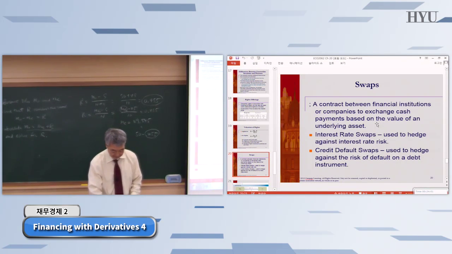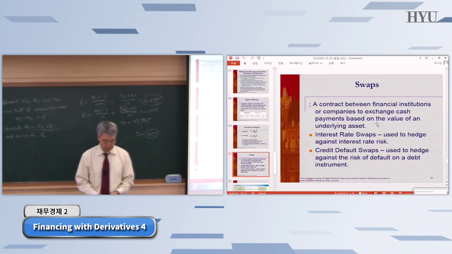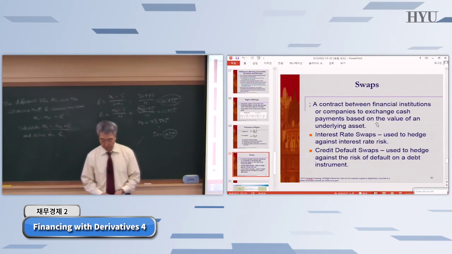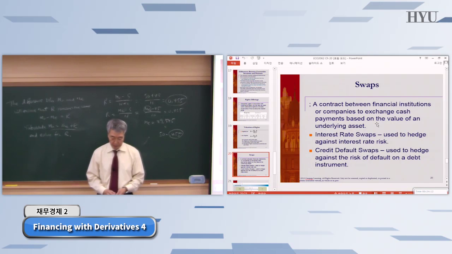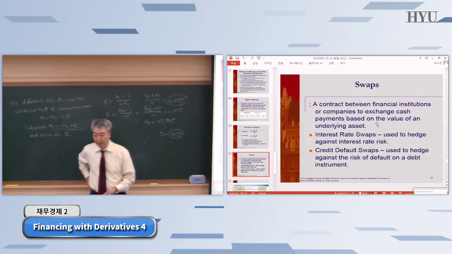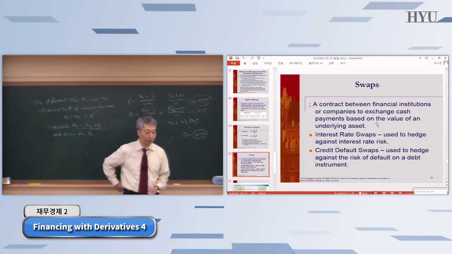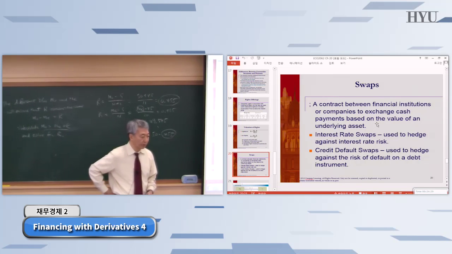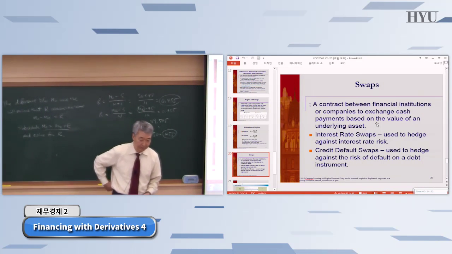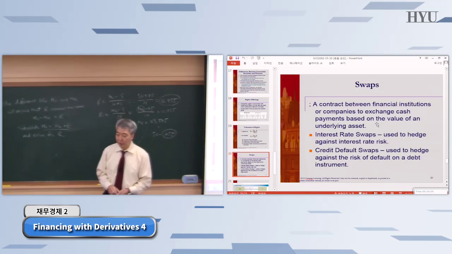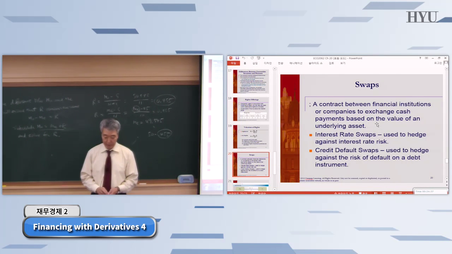Swaps is the final concept that we're going to talk about in this chapter. It's a contract between financial institutions to exchange cash payments based on the value of an underlying asset. That's the whole definition of a derivative. A derivative is a kind of financial instrument whose value depends on some underlying asset. And in the video you've seen, you heard about this credit default swap.